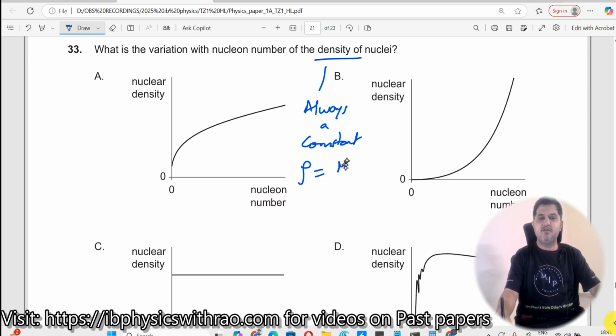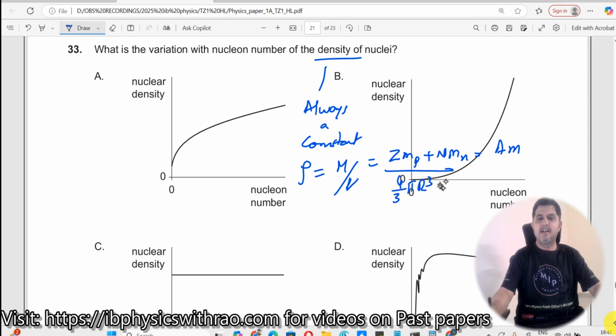given by density is equal to mass by volume, and then you would have proved this mass is nothing but Z times mp plus N times mn, or maybe you would have said something like A times m, and this divided by volume would have been something like 4 by 3 pi r cubed. Okay, and r we know is nothing but r naught A power 1 by 3, so you would have written this as 4 by 3 pi r naught cubed into A, right? Because r is equal to r naught A power 1 by 3. We have substituted this value here, and you have got this one here.